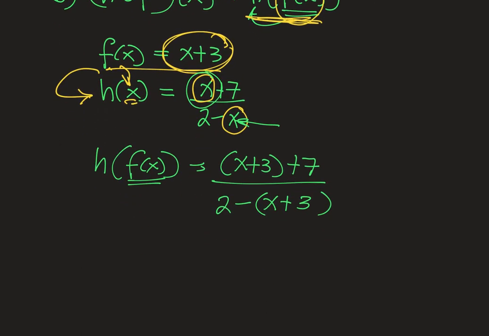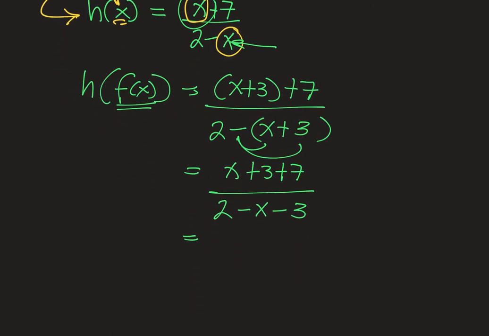Then you simplify. You have x plus 3 plus 7. You have 2, distribute, minus x, distribute, minus 3. Then you simplify it. It will become x plus 10 divided by 2 and negative 3, that's negative 1. Then you have negative x.